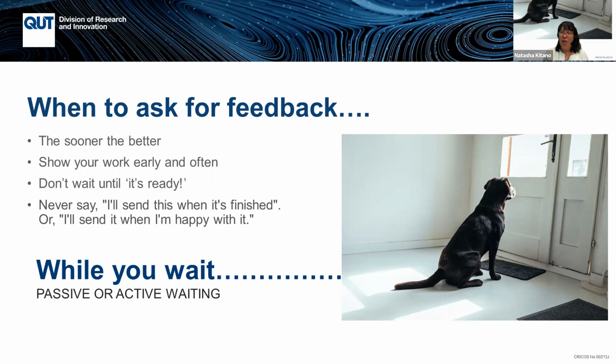Active waiting means that when you press send on an email, you suggest or ask for a date when you can expect the feedback. So before you press send in your email, you're going to say, here is the draft of the introduction. I was hoping that we could discuss this at our meeting on Friday the 4th. Or I was hoping to submit this to a journal by the end of the month. So it'd be good if you could get the changes to me by Friday the 25th. You know, so give them those deadlines as well.